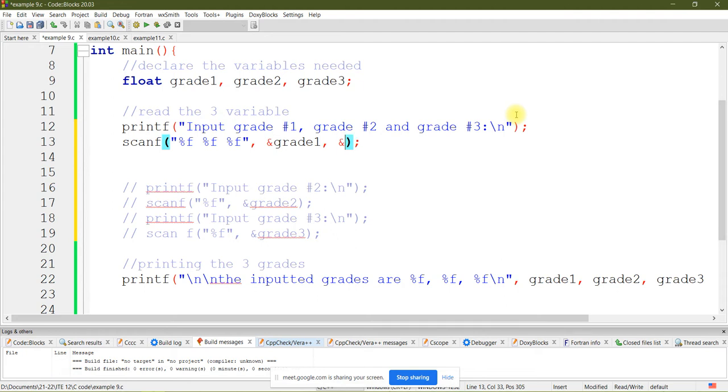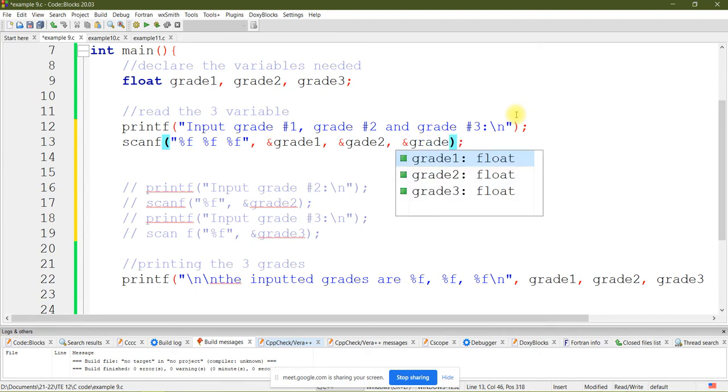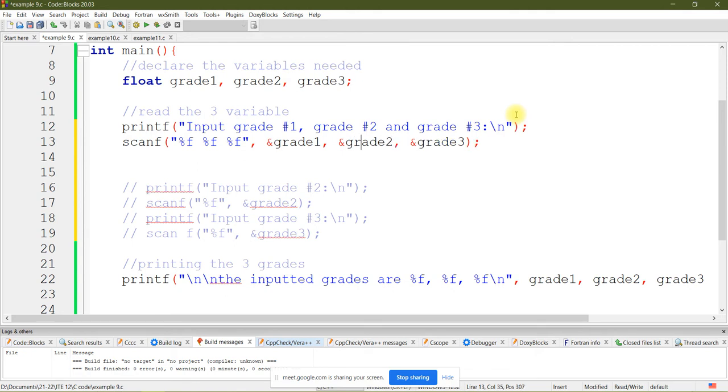Ampersand grade 1, ampersand grade 2, and then ampersand grade 3. Excuse me, ma'am, the spelling of grade in the middle, grade 2. Okay, very good, good eye. Alright, so we will input 3 values, because we are asking for three in just one printf, so scanf will expect three. So we will try to run this one.